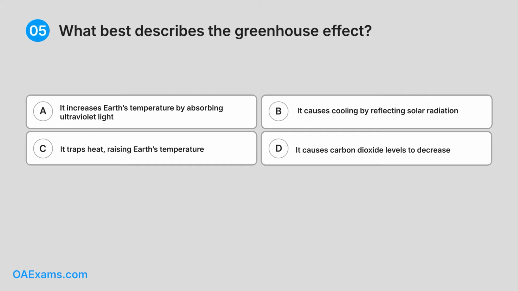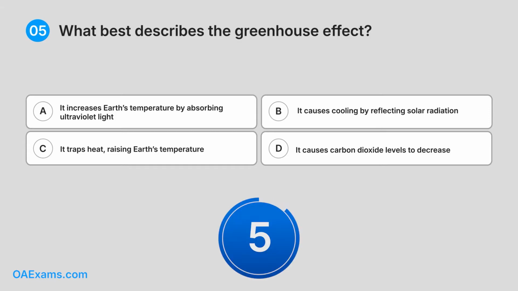5. What best describes the greenhouse effect? A. It increases Earth's temperature by absorbing ultraviolet light. B. It causes cooling by reflecting solar radiation. C. It traps heat, raising Earth's temperature. D. It causes carbon dioxide levels to decrease. Do you know the answer?